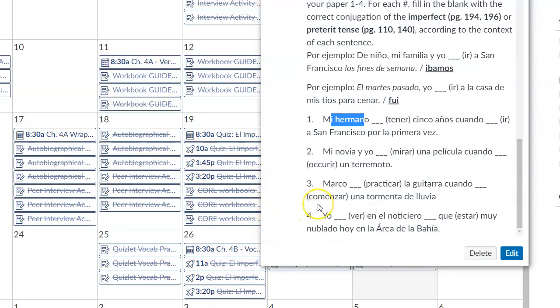I'll translate 3 and 4 for you, and then I'll let you work on those on your own. Number 3, Marco was practicing the guitar when a rainstorm began. One is imperfect, one is preterite. Number 4, I saw on the news that it was very cloudy in the Bay Area today. And that is your warm-up for today.